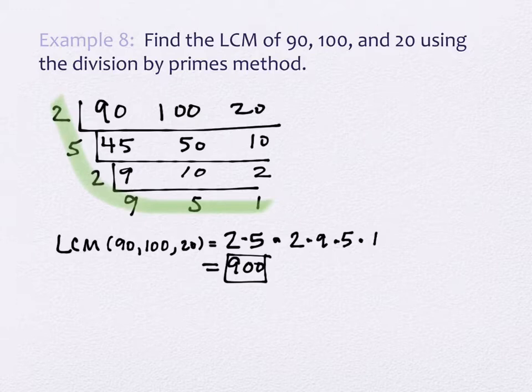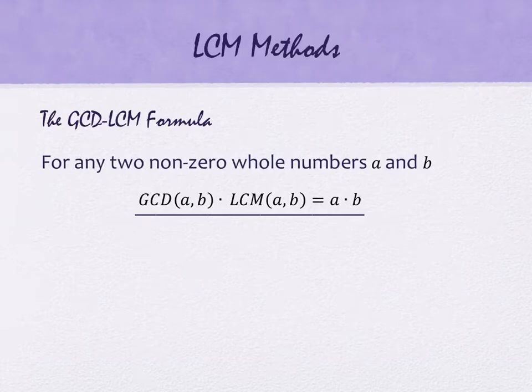Now, there is a relationship, as you might have guessed, between the GCD and the LCM. I mean, obviously, I'm using kind of the same methods to do things. I'm factoring things. I'm breaking them down. I'm making lists. I'm using a lot of the same stuff. There's got to be a relationship between what's going on. And there is. There's a formula.